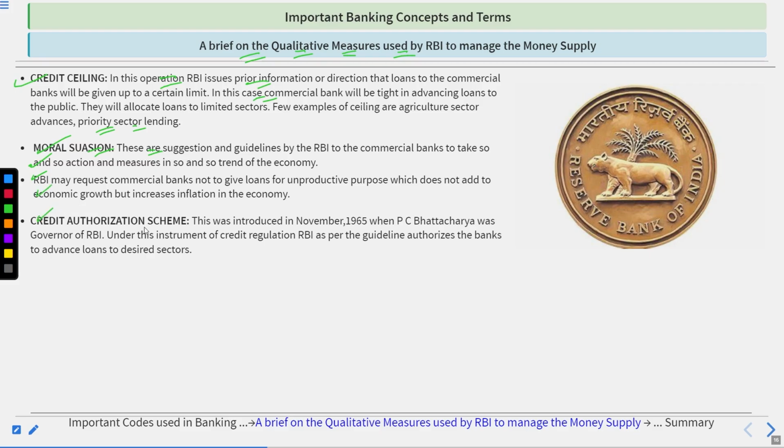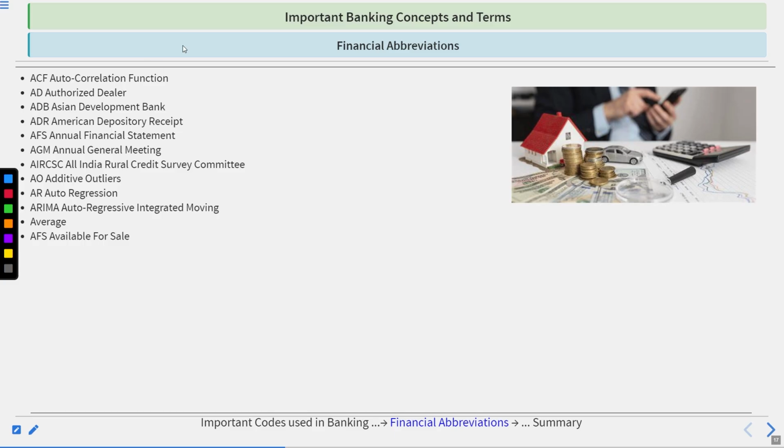Then, credit authorization scheme. This was introduced in November 1965 when P.C. Bhattacharya was the governor of the Reserve Bank of India. Under this instrument of credit regulation, RBI, as per the guidelines, authorizes the bank to advance loans to the desired sector. Now let's have a look at the financial abbreviations.